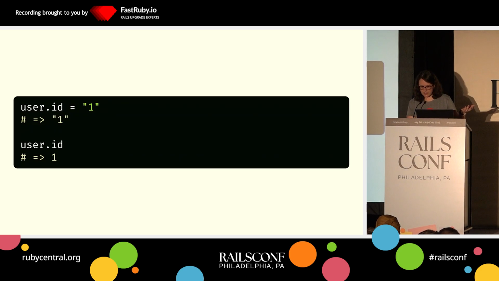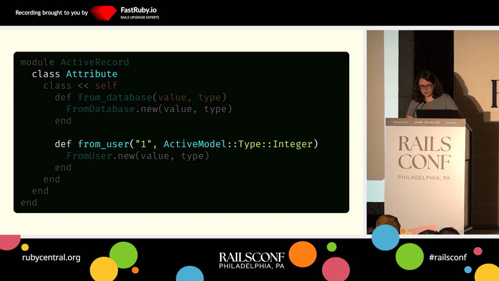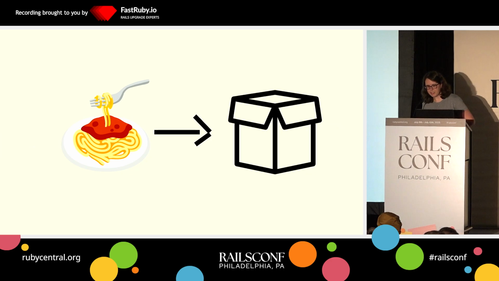So remember our user example. In the refactor, you have the new attribute object and new type objects. You can see here in from user, we're taking the value, which is the string 1, and this new type object, the type, active model type integer. The attribute object holds the state, and then it asks the type object given to it how to do the conversion to and from its type. Put simply, the spaghetti code got put into a box, the box being the attribute object.